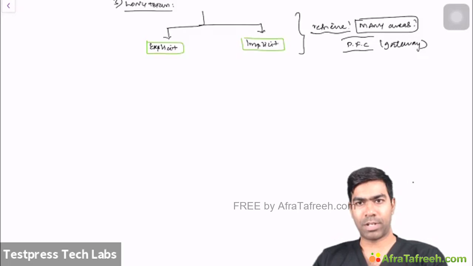That's an explicit memory. You know how to explain. It's very easy to explain. That's an explainable thing. Explicit, explainable. So you can tell it. Declarative memory. What about implicit?